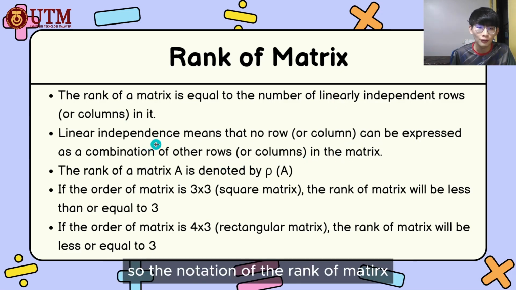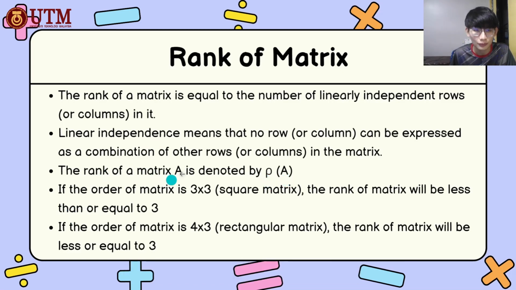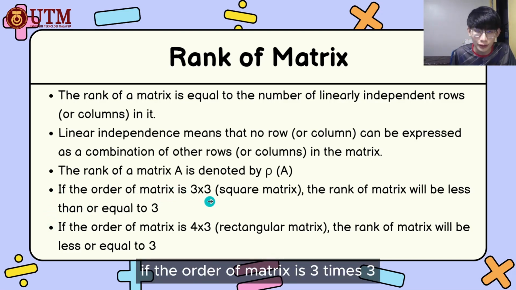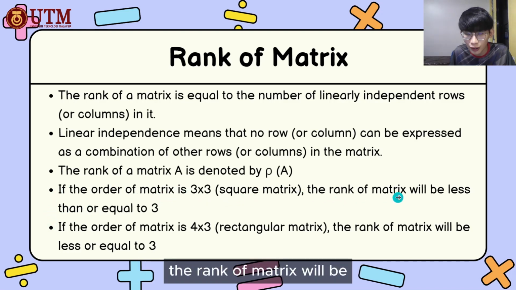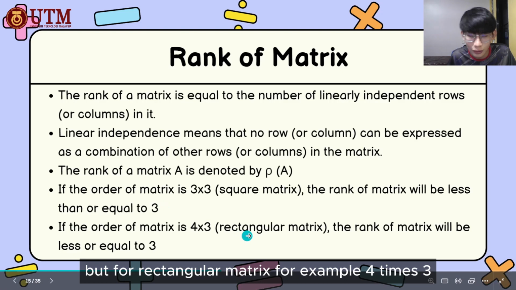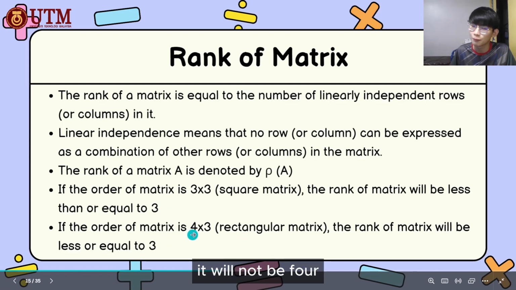So the notation of the rank of matrix can be written as rho with A in brackets. So this one is quite important. If the order of the matrix is 3 times 3, which is a square matrix, the rank of the matrix will be less than or equal to 3. So it means that the maximum is 3. But for a rectangular matrix, for example 4 times 3, the rank of the matrix will be at most 3 also. It will not be 4.